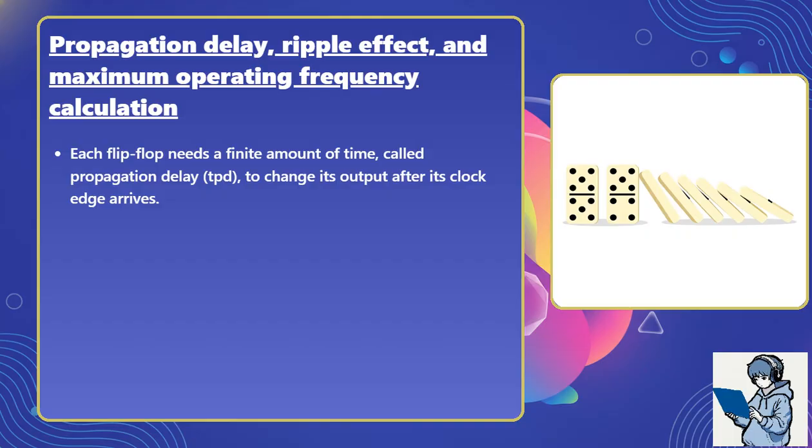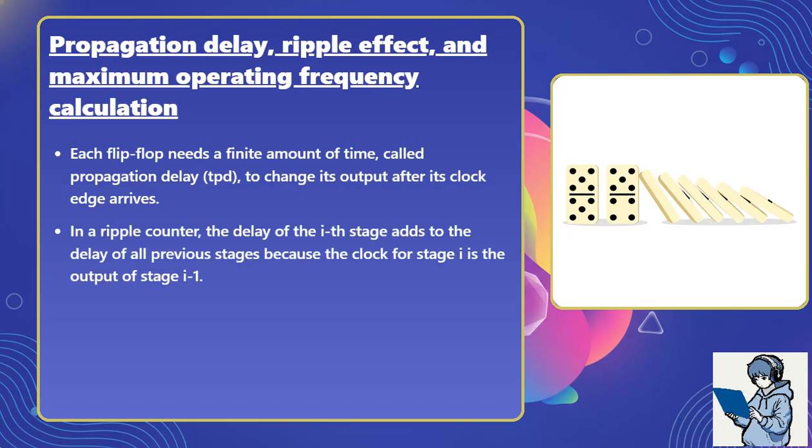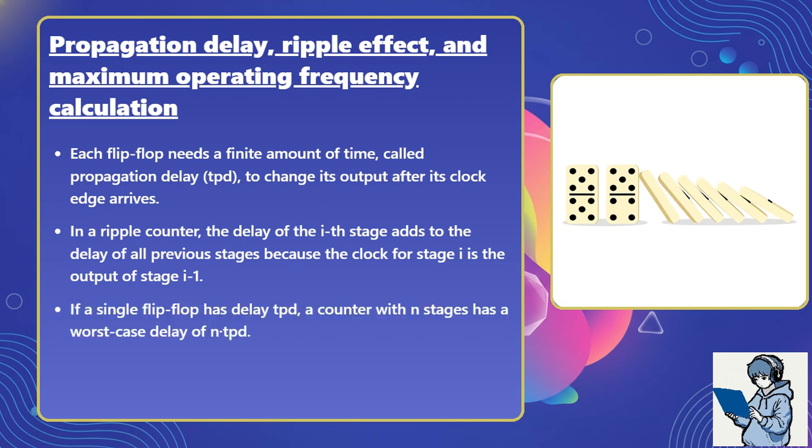Each flip-flop needs a finite amount of time, called propagation delay tPD, to change its output after its clock edge arrives. In a ripple counter, the delay of the ith stage adds to the delay of all previous stages, because the clock for stage i is the output of stage i-1. If a single flip-flop has delay tPD, a counter with n stages has a worst-case delay of n times tPD. This is the ripple effect. The change ripples through the chain.